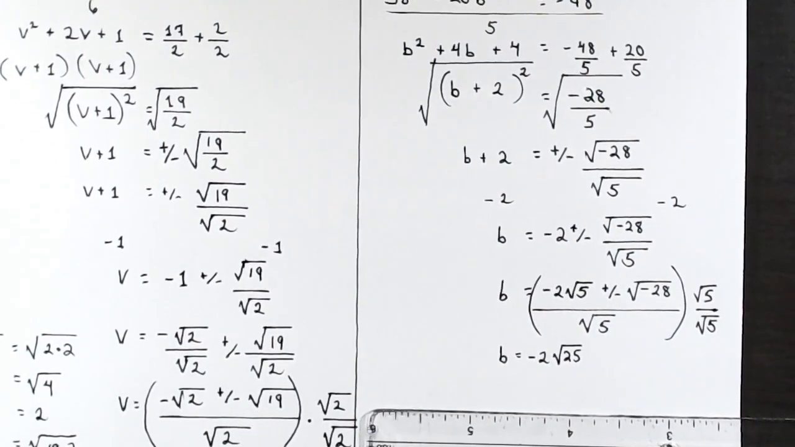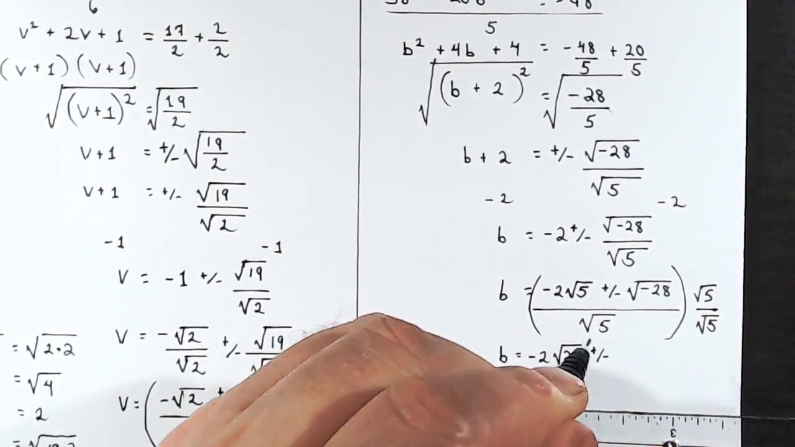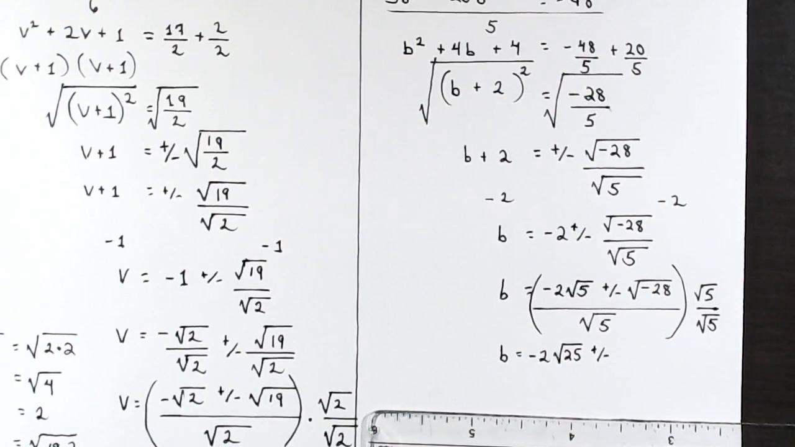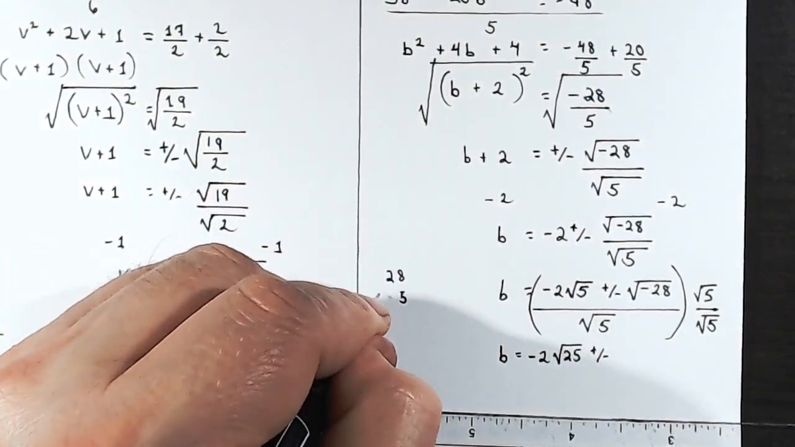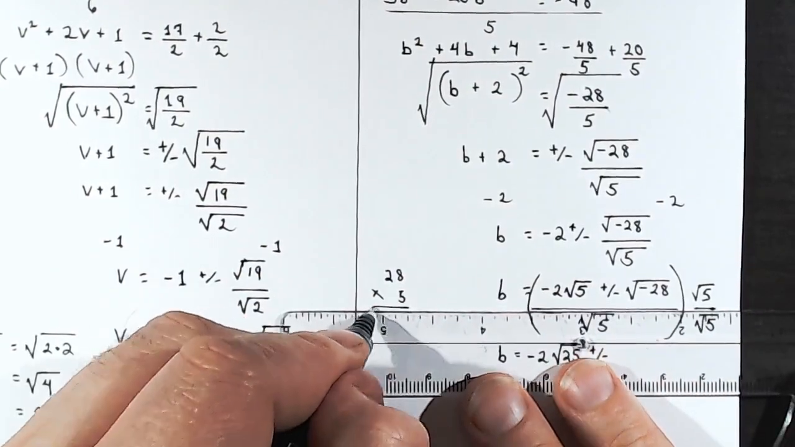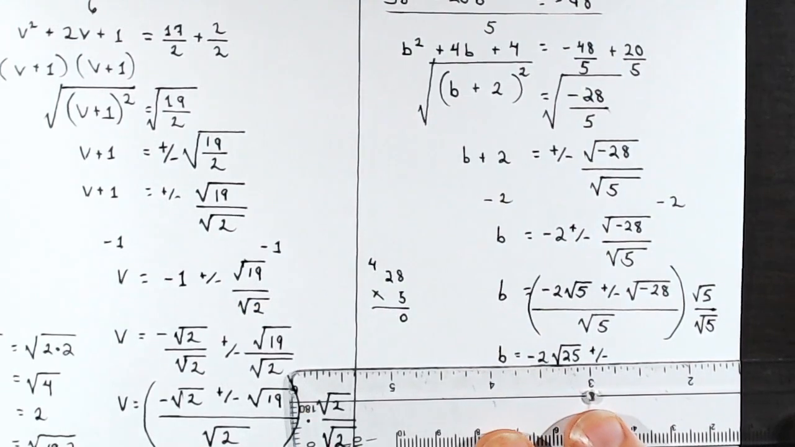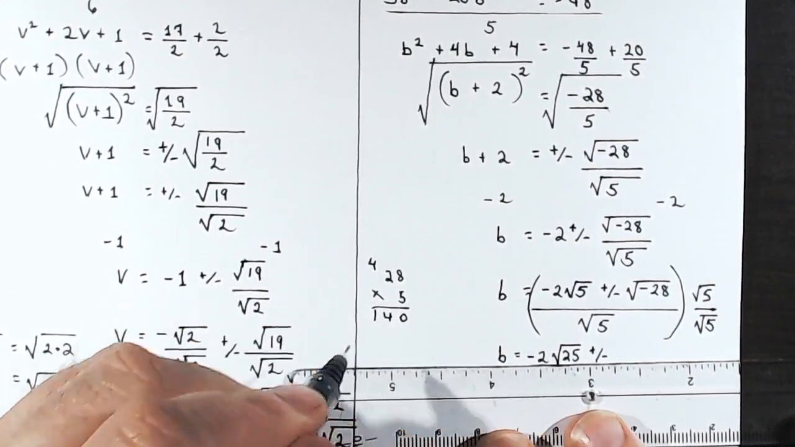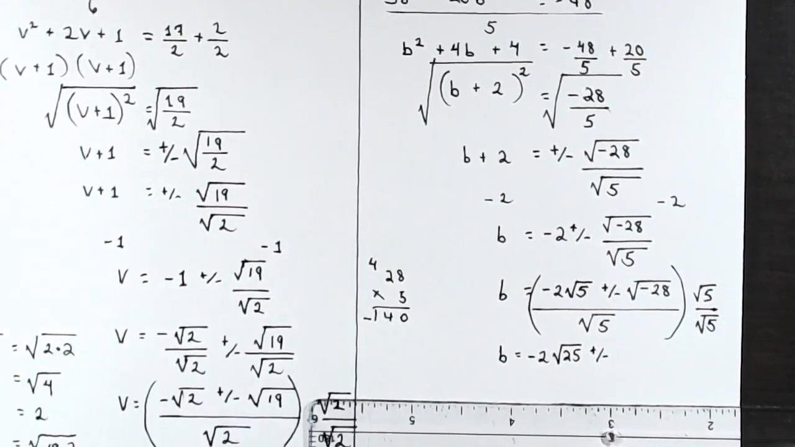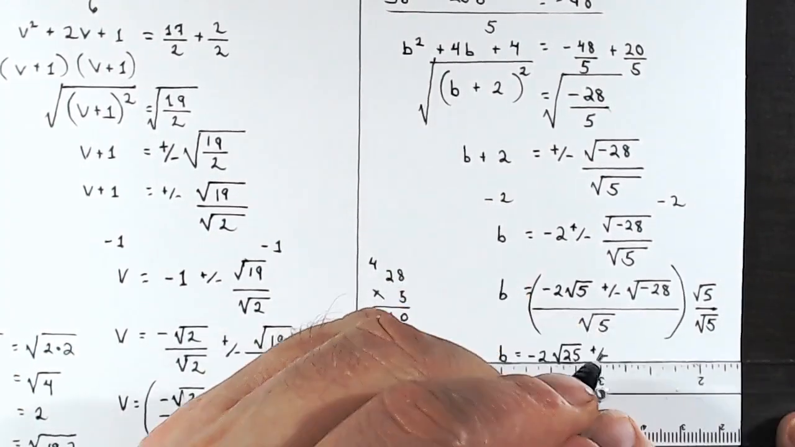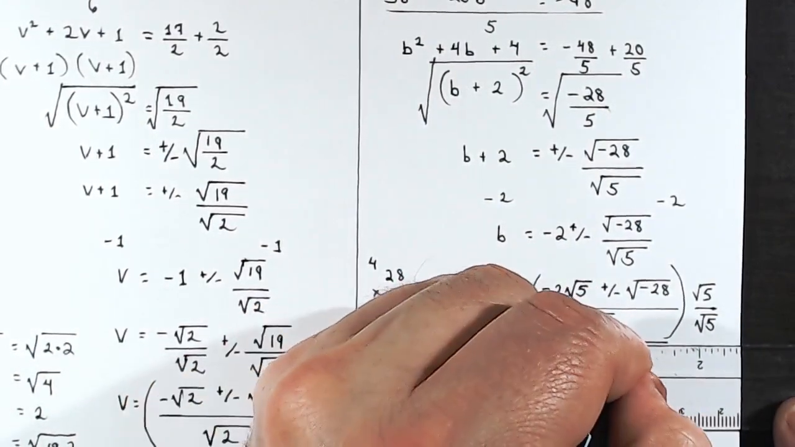We can reduce that. Okay, plus or minus, and now I have to do 28 times 5, which I don't know. So 8 times 5 is 40. 2 times 5 is 10, plus 4 is 140. Okay, so it's negative 140 inside the square root. So plus or minus the square root of negative 140.